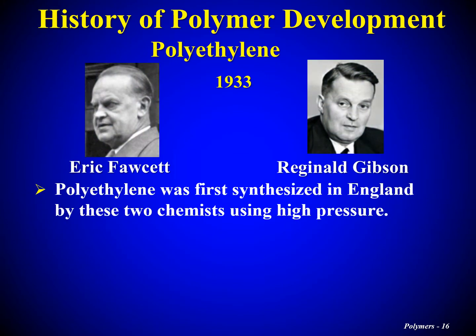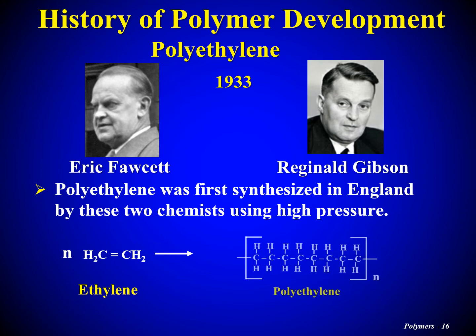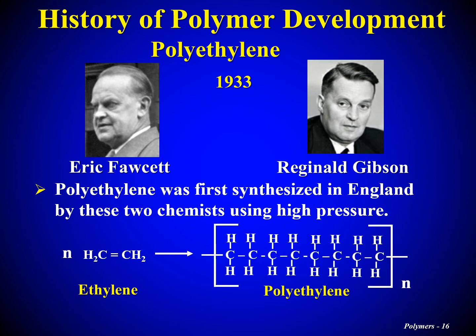An important discovery in the history of polymer development was the invention of polyethylene in 1933 by chemists Eric Fawcett and Reginald Gibson in England at Imperial Chemical Industries. Polyethylene was first made by applying high pressure to ethylene. The reaction is shown in the diagram.